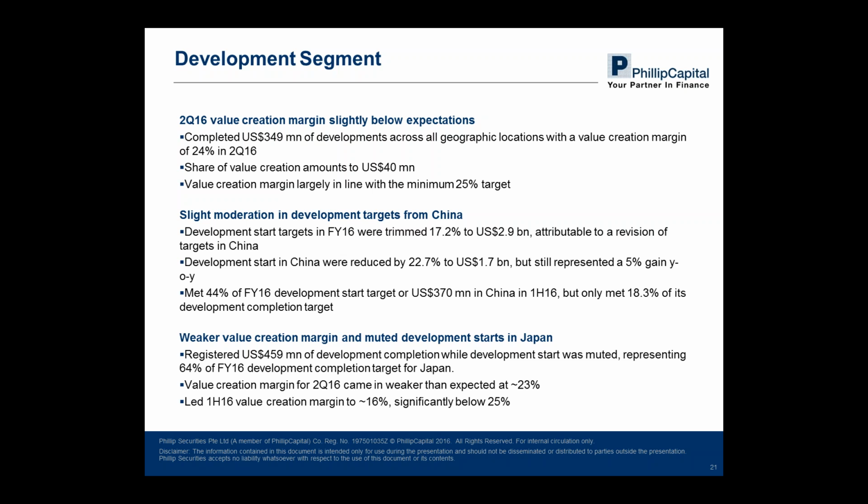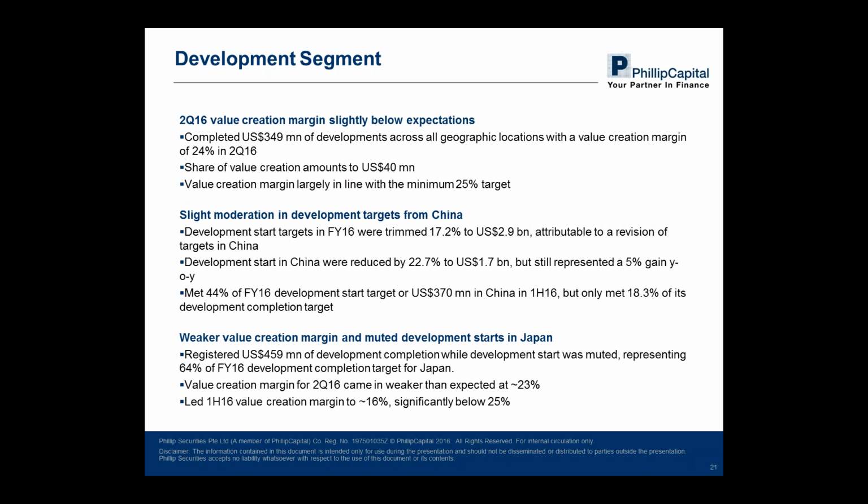This is in line with the benchmark that GLP has set. And when it comes to China, development targets were trimmed by 17.2% to US$2.9 billion because of a slightly weaker environment in China, as well as some hurdles in regulatory approvals. Therefore, some of these development starts and completions were held up. But nonetheless, they have already met 44% of 2016's development start target, but for completion, it's only at 18.3%.